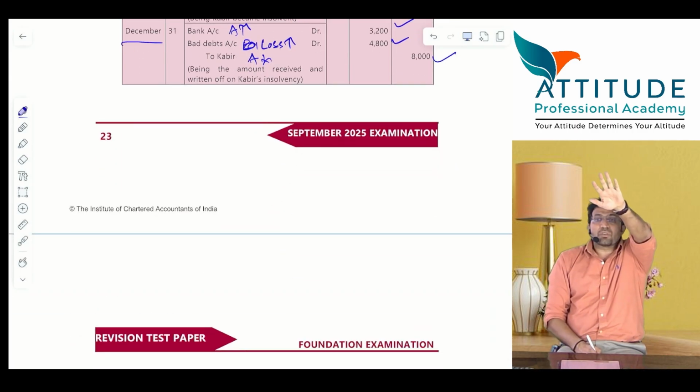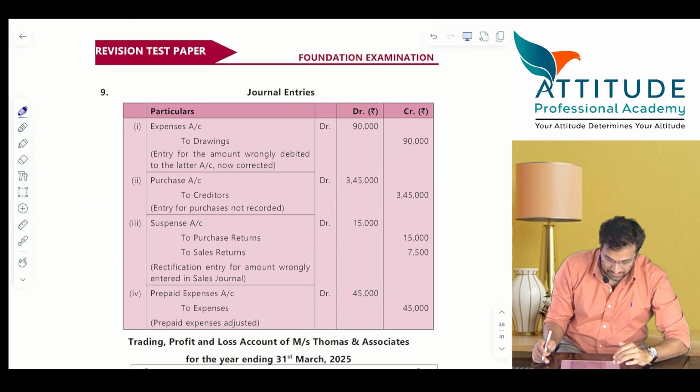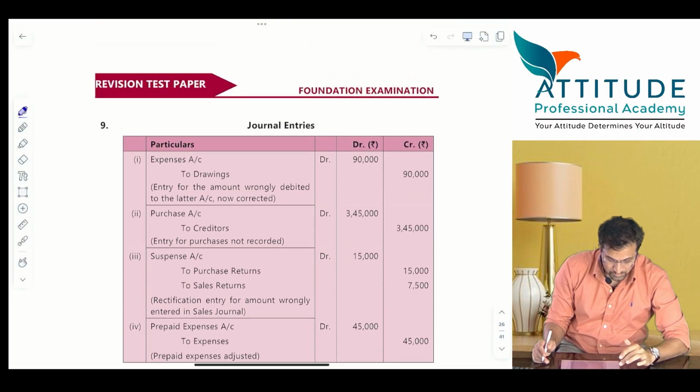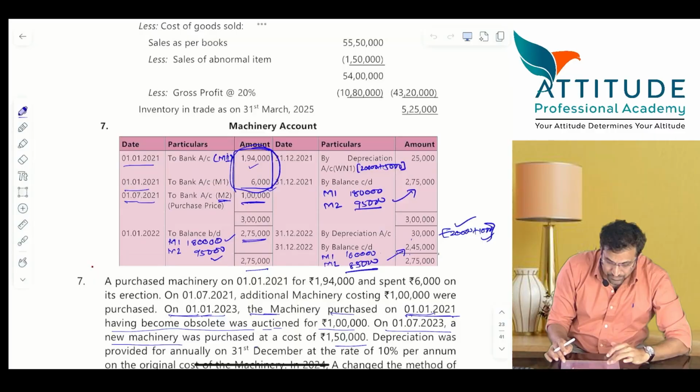Are you able to understand or not? Practice, you will have to do a lot of practice. Any difficulty? Come, next.